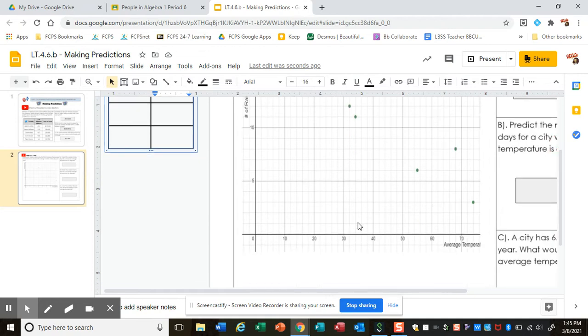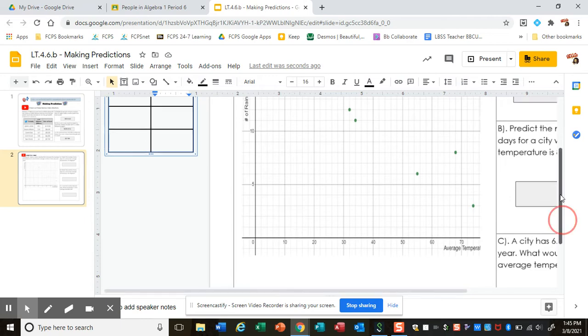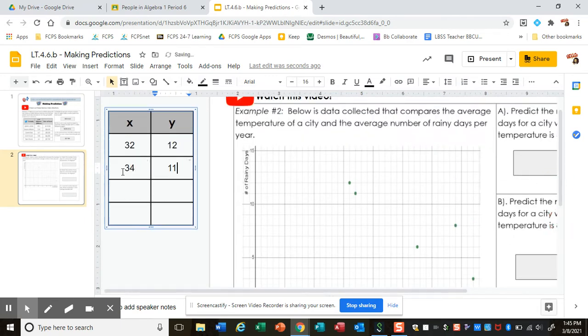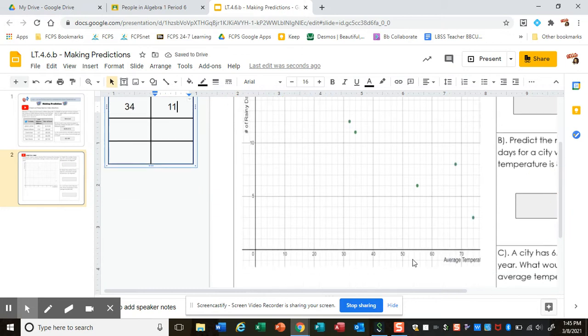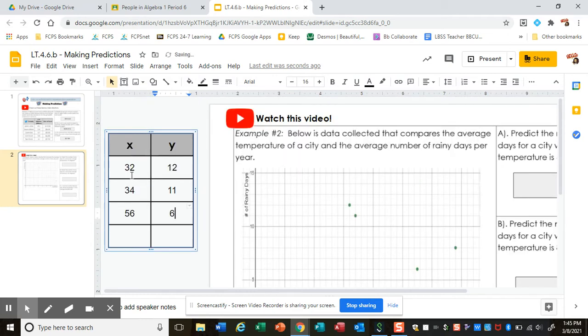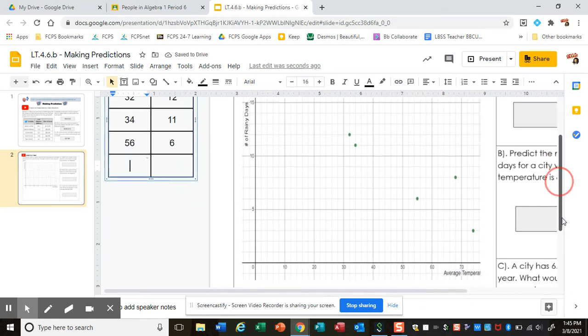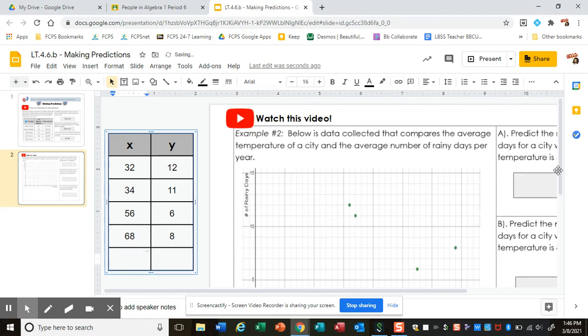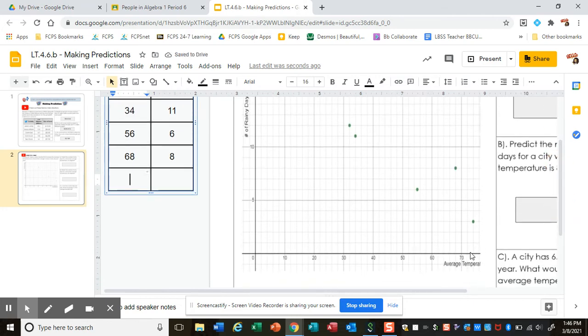Our next data point is at 34 degrees, and it looks like they had 11. Our next data point is at 52, 54, 56, and it looks like it had 6 rainy days. Then we have one at 68 degrees, and that is at 6, 7, 8. And finally, we have 72, 74 degrees, had 3 rainy days.